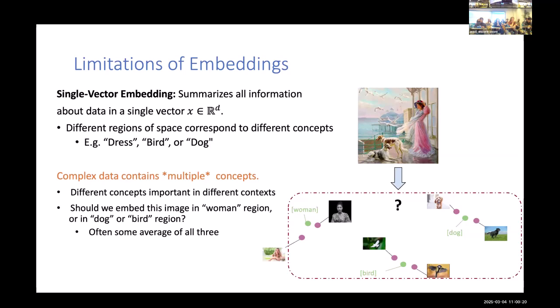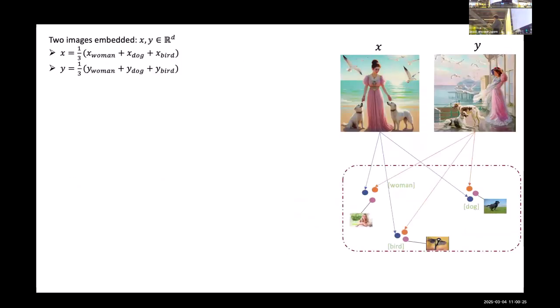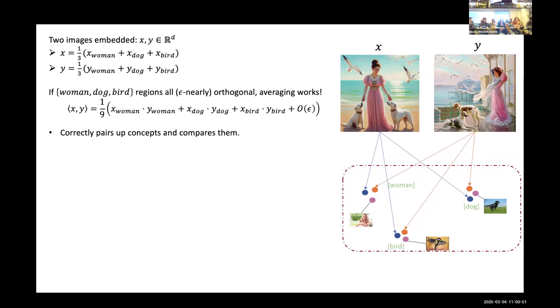I want to claim that there are some downsides to this sort of averaging. Imagine we had two such images. They both have the same categories of concepts: a woman wearing a dress, two dogs, and some birds in the background. I'm going to think about the model learning the concept vector for the dogs, the vector for the birds, and so on, and getting the average vector of each image. And I want to look at their similarity. Often these vectors are normalized, so I can look at their dot product, and that's an equivalent measure of how similar they are.